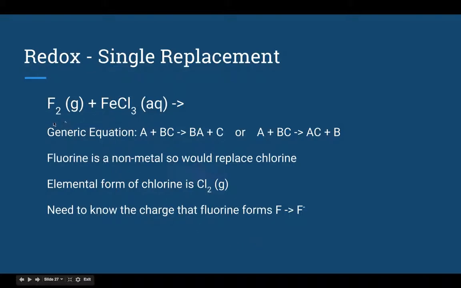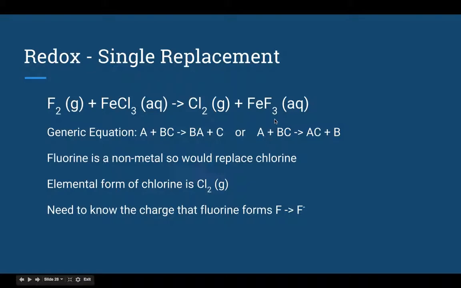But for fluorine, we need to know what charge fluorine is going to take as an ion, and we know that fluorine takes a 1- charge. So what we're going to end up with over here is chlorine gas, Cl2, and iron, and iron's not changing its charge. It's still going to be 3+, so it's going to be iron with 3 fluorines bonded to it, or fluorides.